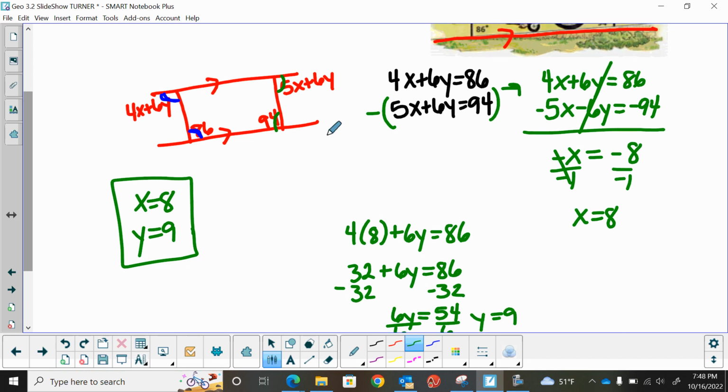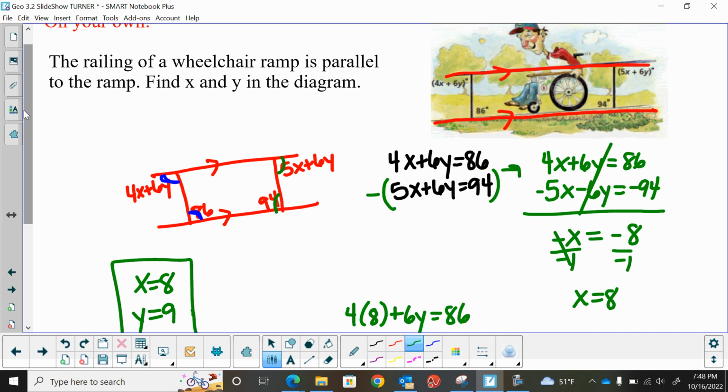And then you might also want to refresh yourself on solving systems, because just because you're not in Algebra 1 anymore doesn't mean that we're not going to continue to use some of those skills that you learned last year.